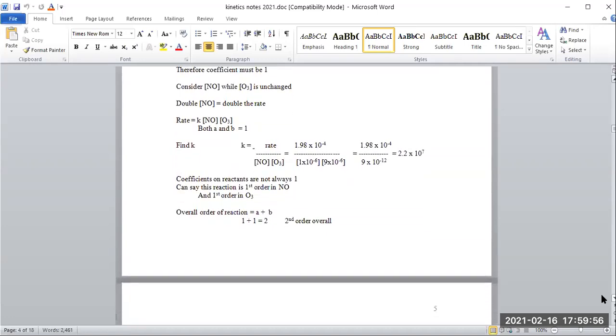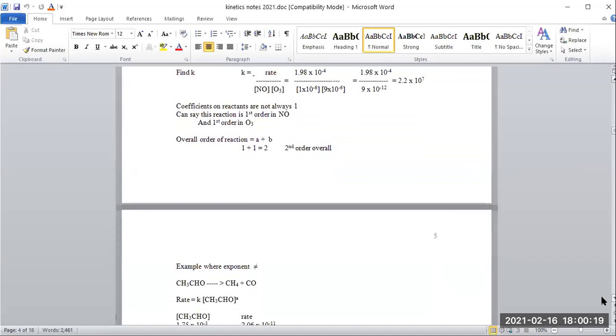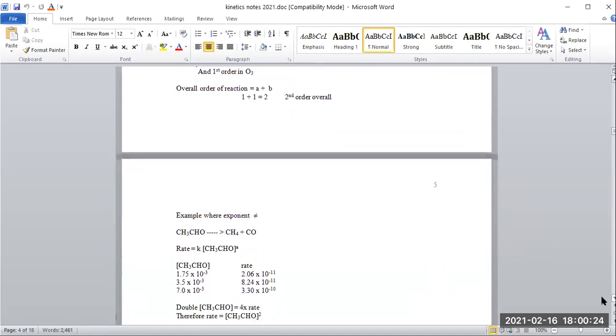And then we kind of ended on Thursday talking about, well, that means if it's first order in NO and it's first order in O3, you are allowed to then add them together to call the whole reaction second order. All right. What if your exponents are not equal to each other or not equal to 1?